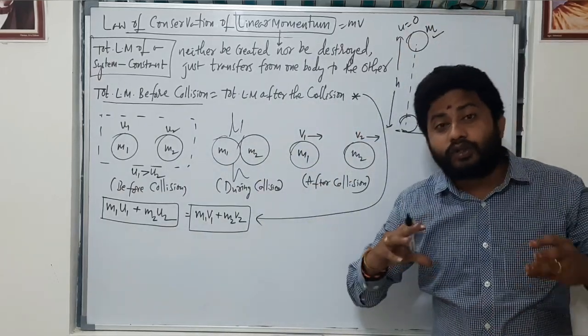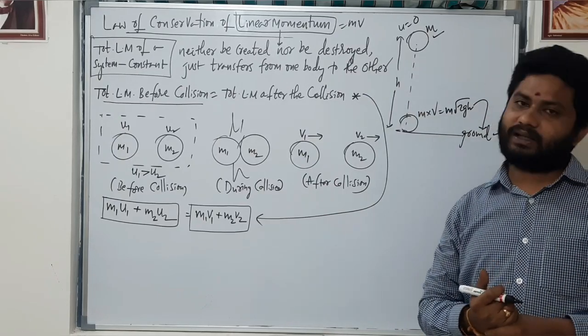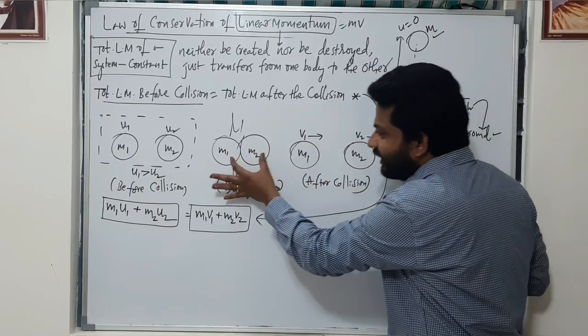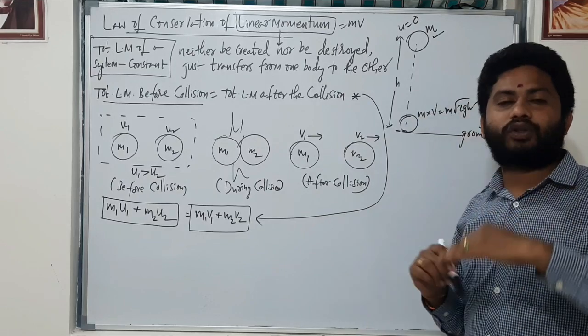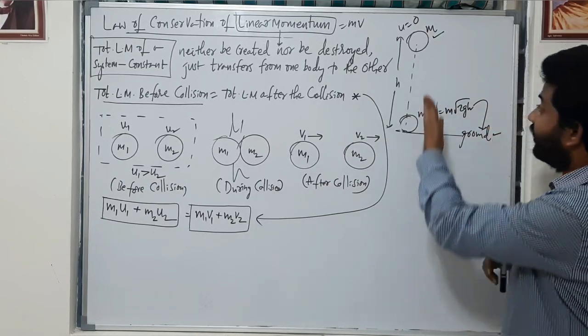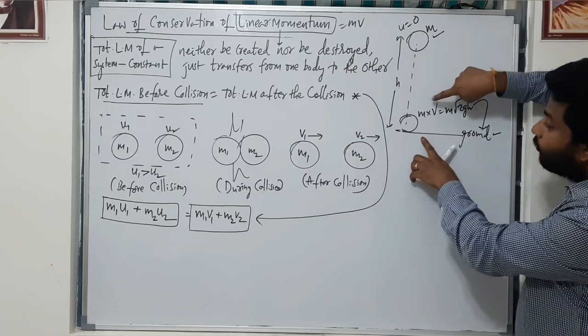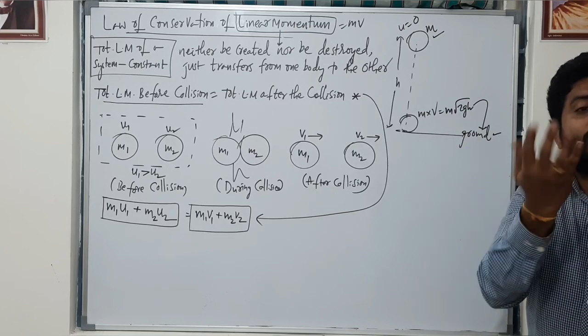Let's focus on during the collision. What happens during the collision? That's the most interesting part here. During the collision, there is a transferring of linear momentum from one body to the other body. That's what I told you: when this body is colliding with the ground, the linear momentum will be transferred without loss of the total value.